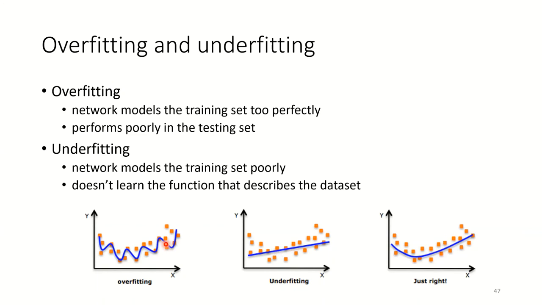Just to explain, what will happen here is for this data point, let's say this red one is from your testing data. The curve is too far away from this point. This is a huge error, right? And in this one, because of underfitting, for this point, it's too far away. But in this one, because it's just right, it's not that far.